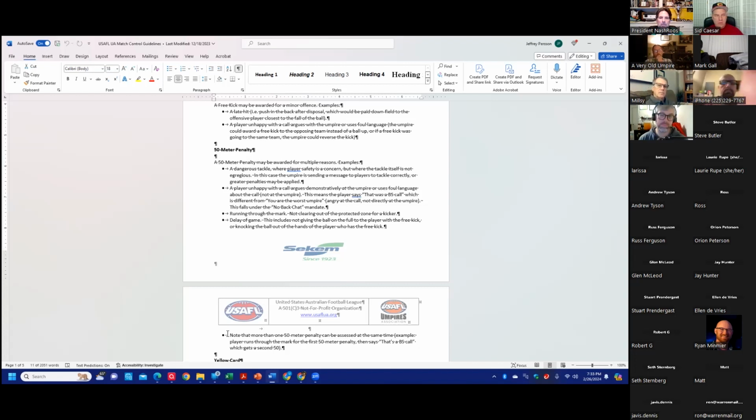A player is unhappy with a call and argues demonstratively, and that word is in there on purpose. And it says at the umpire, and at is italicized. They turn and they throw their arms up in the air and they're yelling at you. What kind of call is that? Arms in the air, making a whole issue of it. That's something where you might just pay a 50 straight away. Not putting up with it.